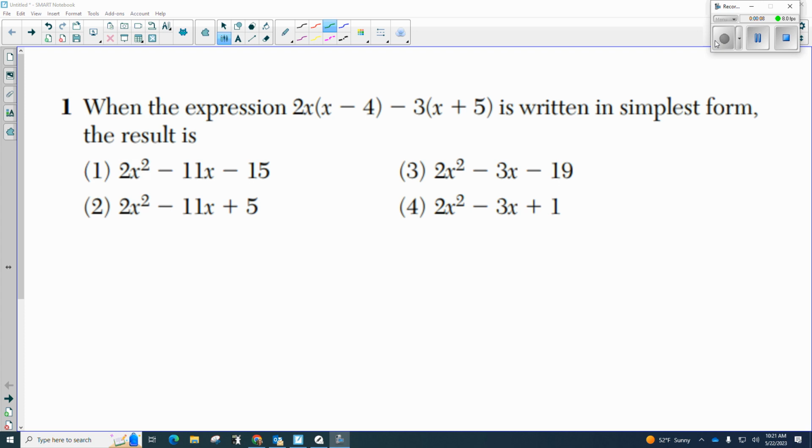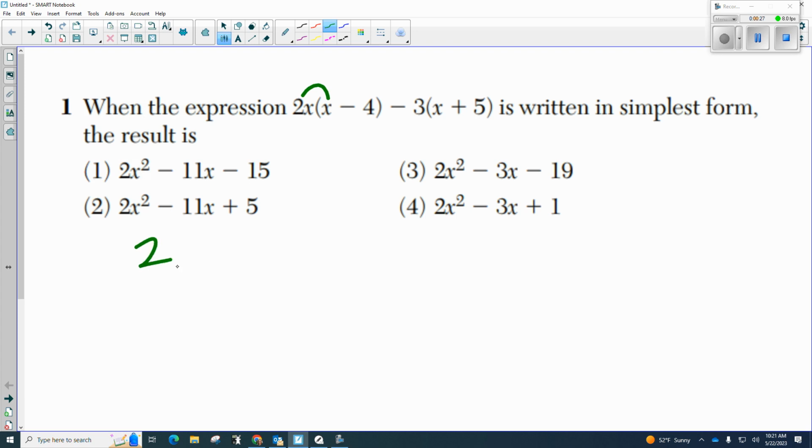When the expression, you see it there, is written in simplest form, the result is... Okay, so you have two choices. You can do this by hand or you can use your calculator, and I'm going to try to go through both of those with you. Okay, so when you see parentheses, remember that that means we have to distribute.